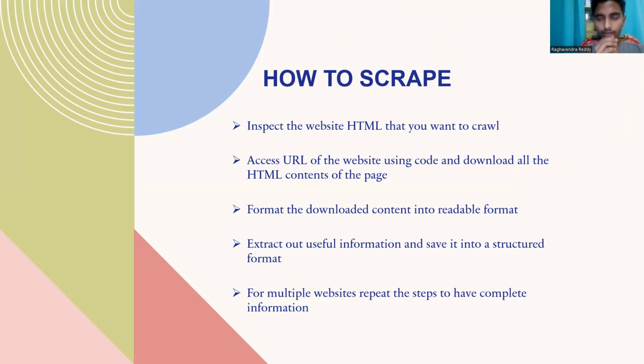Scraping is not that easy a task, but here are a few basic steps that give us a basic knowledge of how to scrape. First, inspect the HTML of the website that you want to crawl, which means going to a website coded in HTML and checking the content that you want to crawl. Second, access the URL of the website using code and download all the HTML content of the page.